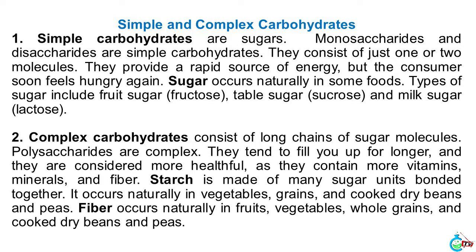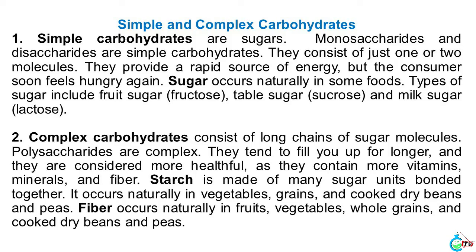Simple and complex carbohydrates. 1. Simple carbohydrates are sugars. Monosaccharides and disaccharides are simple carbohydrates. They consist of just 1 or 2 molecules. They provide a rapid source of energy, but the consumer soon feels hungry again. Sugar occurs naturally in some foods. Types of sugar include fruit sugar, fructose, table sugar, sucrose, and milk sugar, lactose.